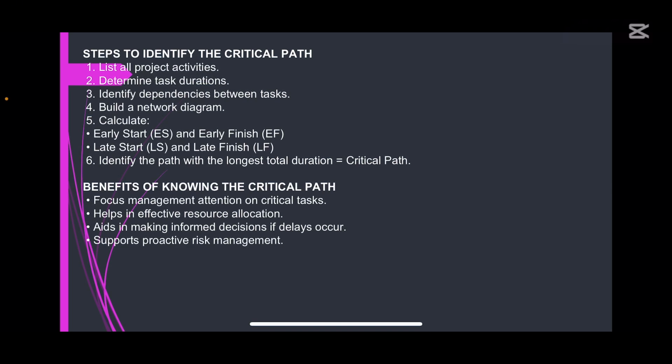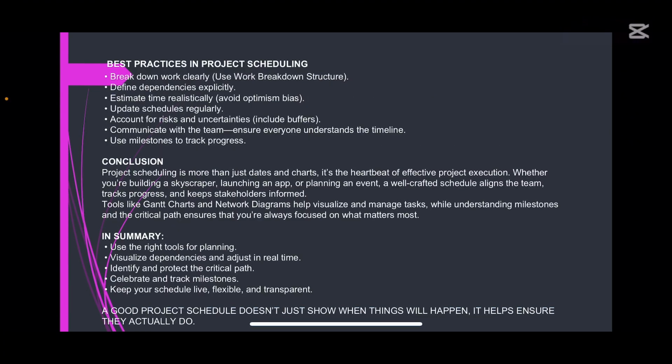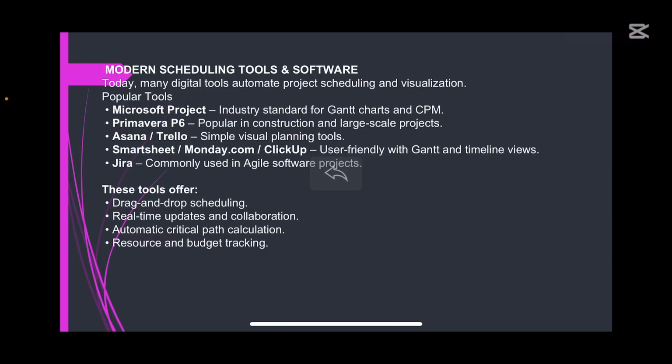Number three, it aids in making informed decisions if delay occurs, because you have already accounted for possible and probable delays along the way. Number four, it supports proactive risk management. Yes, and I think that's all. Now, just before we wrap up, I think this is almost the last.